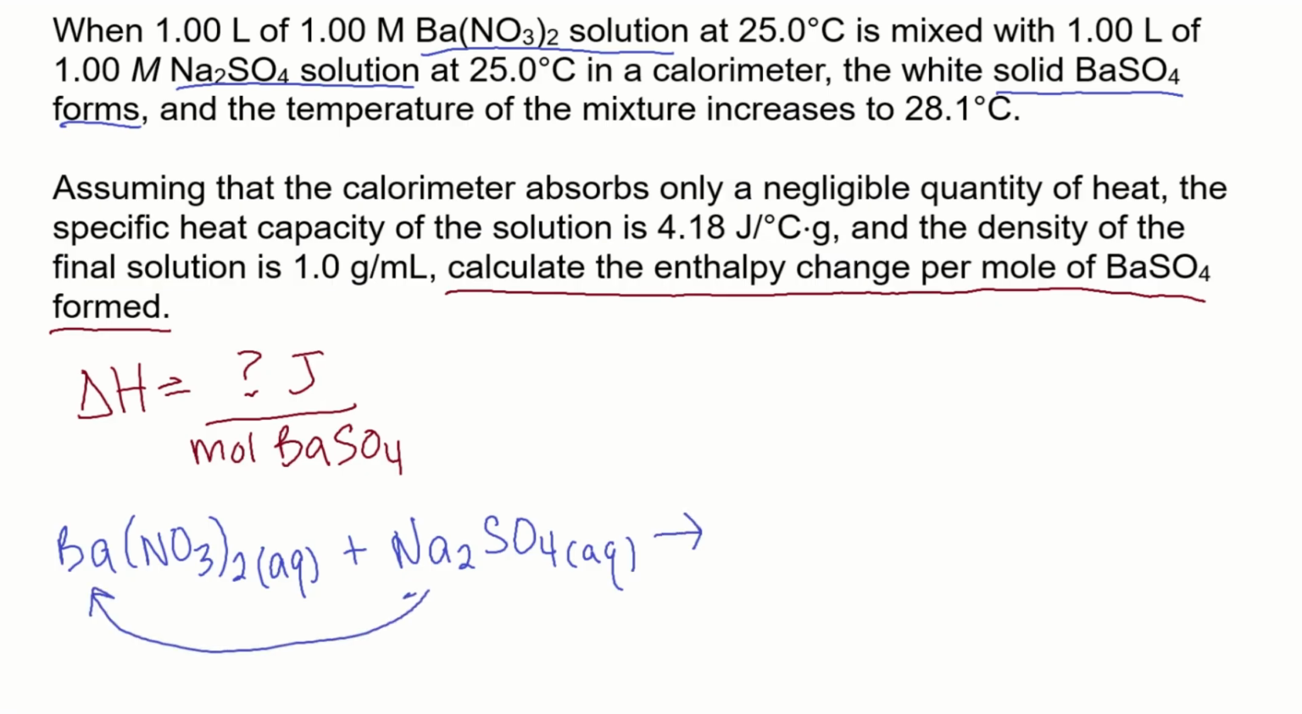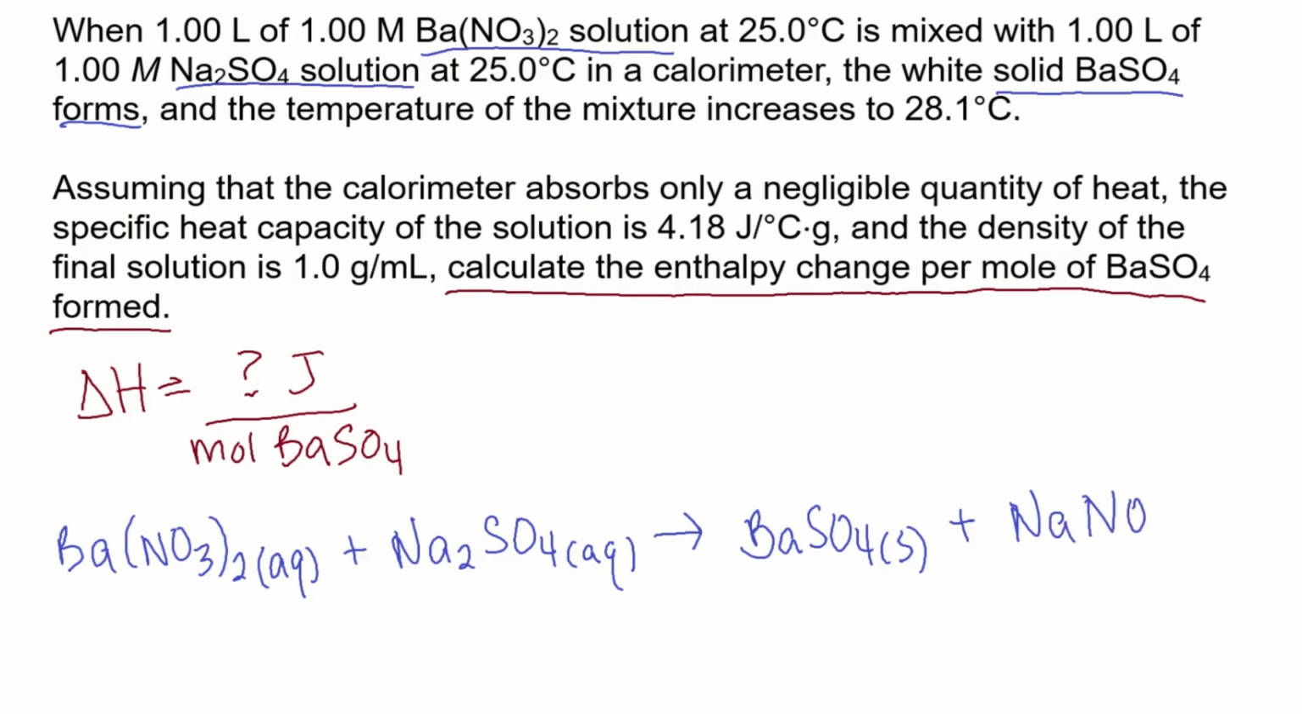Let's switch the cations to predict the products. One of the products we're given is the precipitate, barium sulfate, and the other one's going to be sodium nitrate. Sodium has a +1 charge, nitrate has a -1 charge, so we're going to have those in a 1-to-1 ratio. All nitrates are soluble, so we're going to put an (aq) next to that.